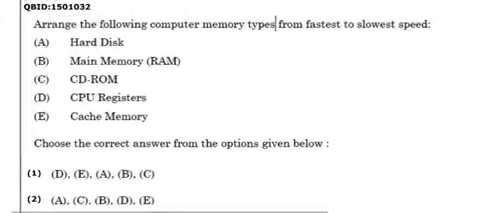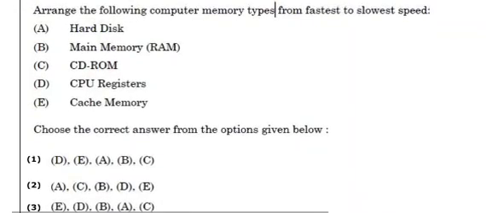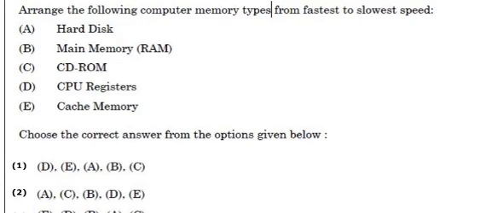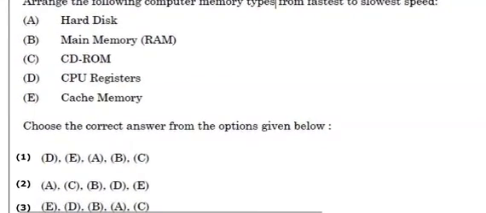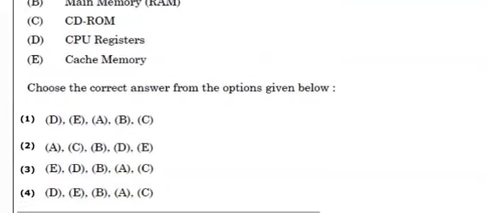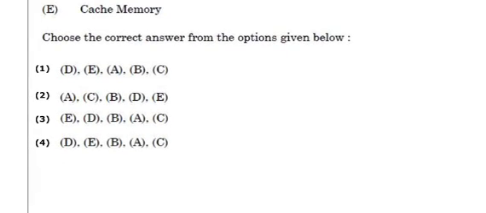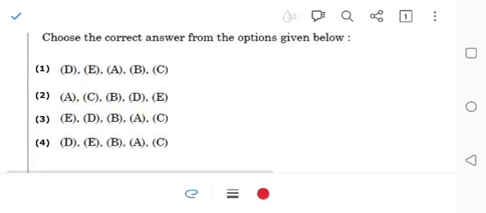32. Arrange the following computer memory types from fastest to slowest speed. Hard disk, main memory RAM, CD-ROM, CPU central processing unit registers, cache memory. For 32, the correct option will be first D will come, then E, then B, then A, then C. D, E, B, A, C.